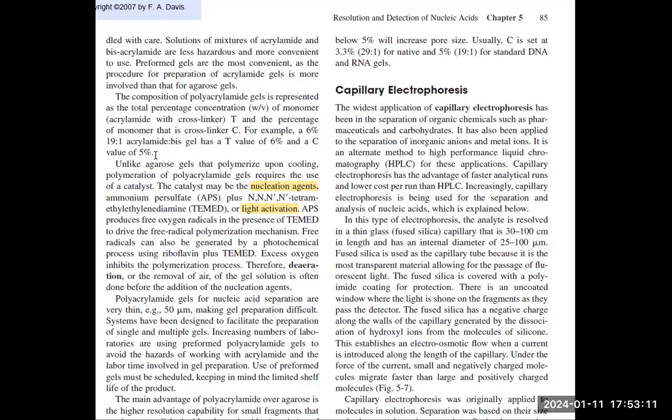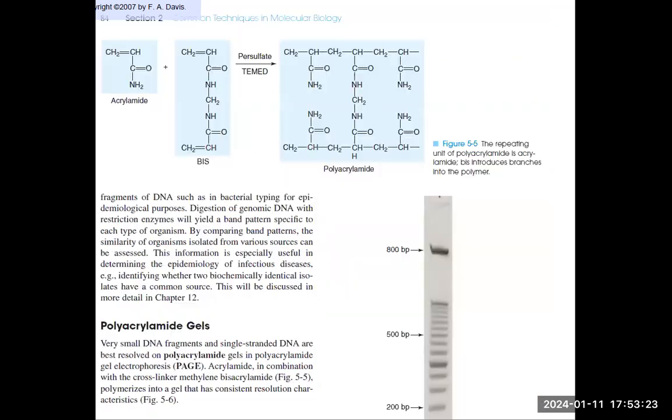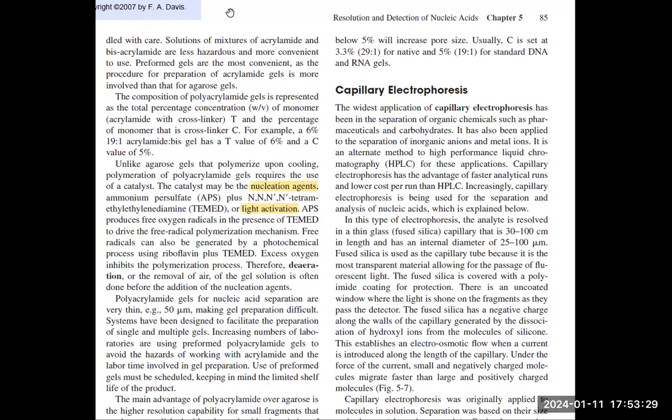Going back, unlike agarose gels that polymerize upon cooling, polymerization of polyacrylamide gels requires the use of a catalyst. So again, where is that catalyst? Our ammonium persulfate plus TEMED, or our riboflavin plus TEMED. We have two kinds: nucleation agents, APS plus TEMED, and light activation, that's our riboflavin plus TEMED. Alright, well, guys.